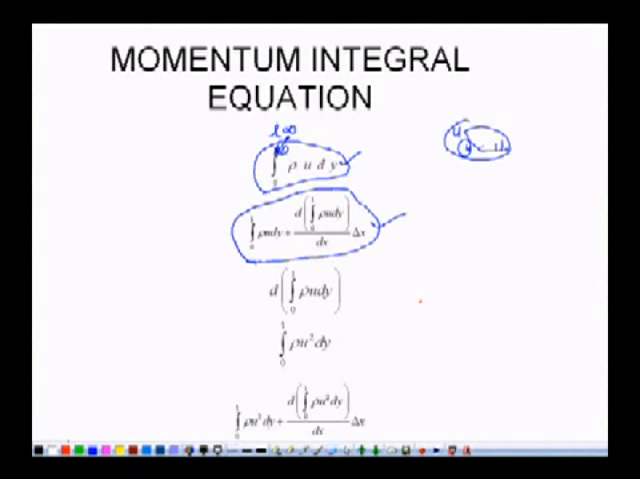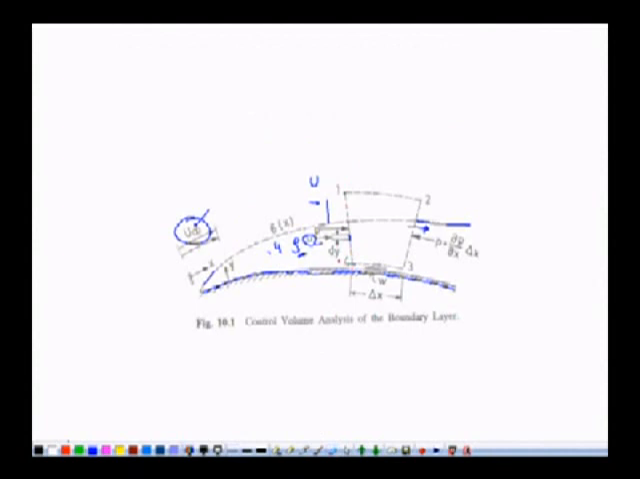Similarly, we can write the momentum equation. In the momentum equation, what is the momentum going inside the control volume through face 1 4? It is rho u multiplied by dy into area. This is the mass flow rate. Momentum is equal to mass into velocity.